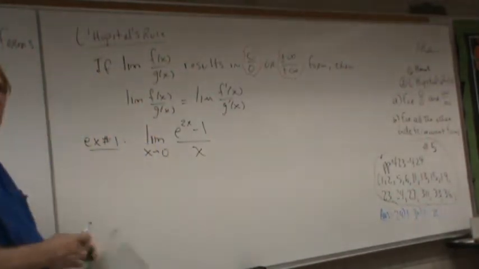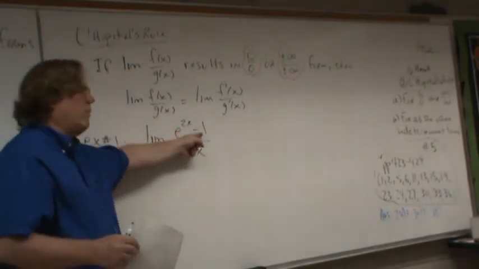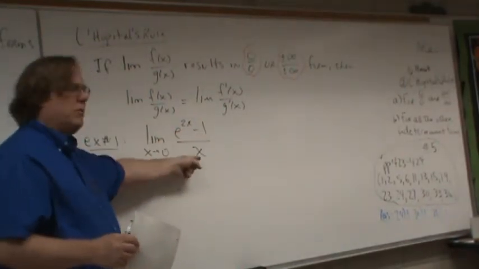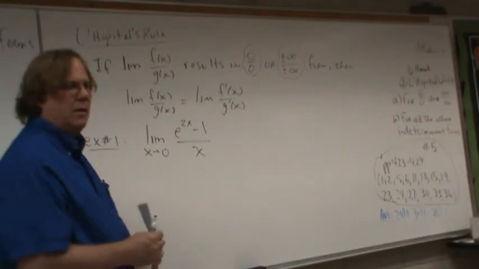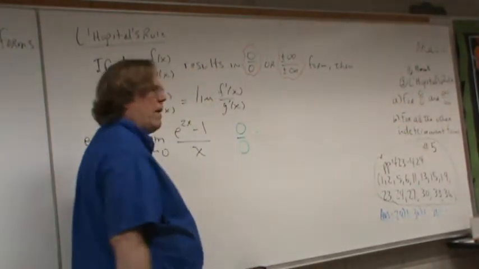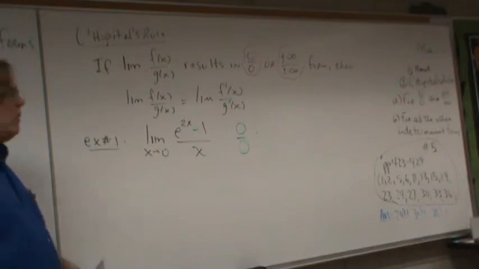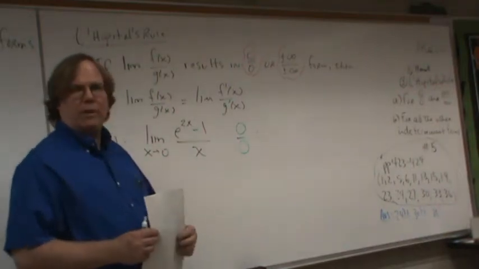Yeah. Good. Are you guys okay with that? As x approaches 0, I get 1 minus 1, which is 0. And as x approaches 0, I get 0 in the denominator, right? So this is 0 over 0 form. And we have a special symbol we use when we find that we have 0 over 0 or infinity over infinity form, because that tells me I can use L'Hopital's rule.